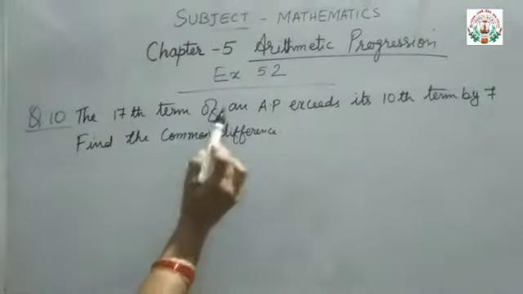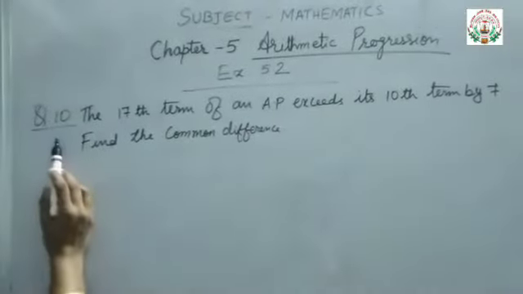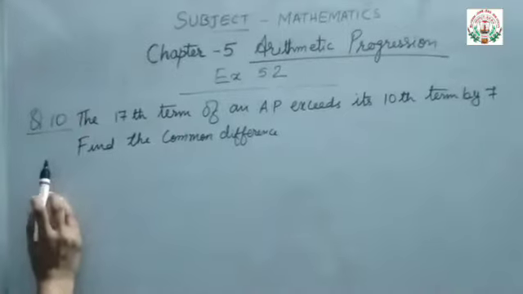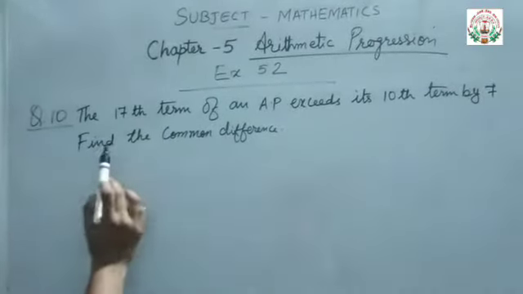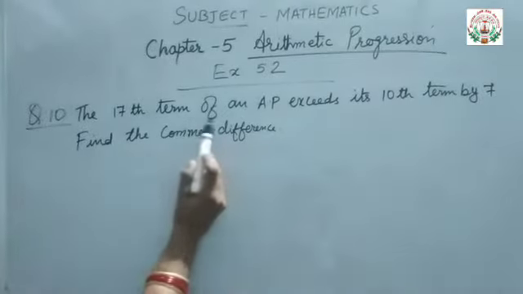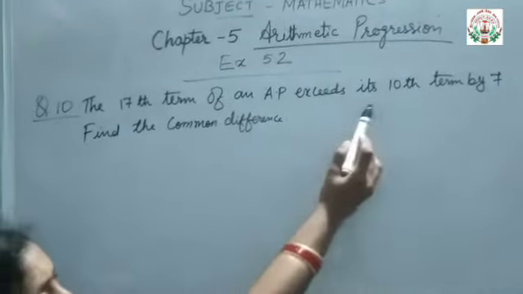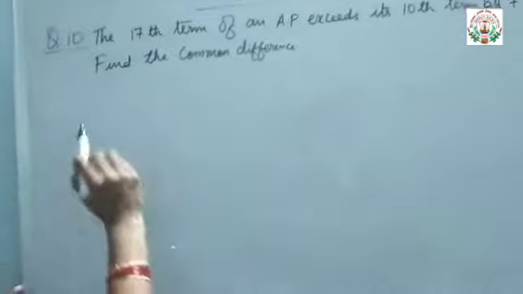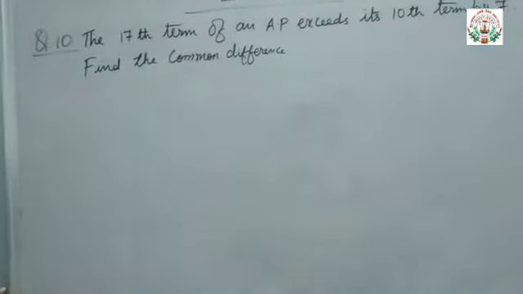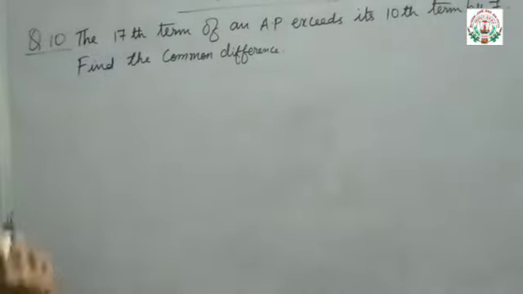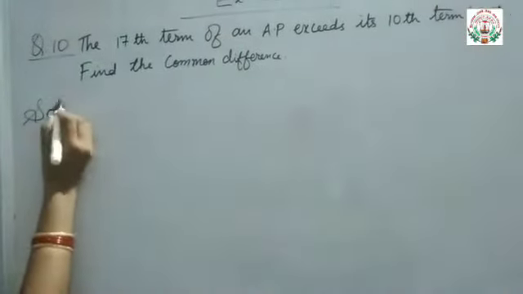Now let us see exercise 5.2, 10th question. Okay, 8 and 9 I gave you as homework. Now let us see 10th question. The question goes like this. The 17th term of an AP exceeds its 10th term by 7. Find the common difference. Means we have to find D. Okay, common difference means D. Now let us see the solution.